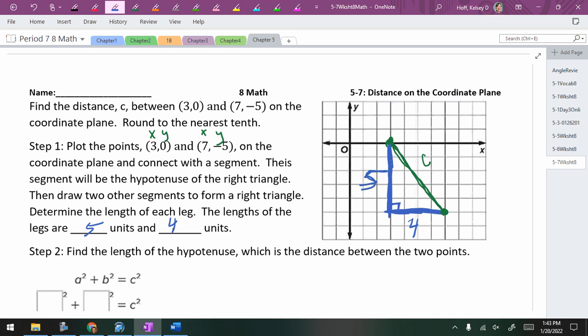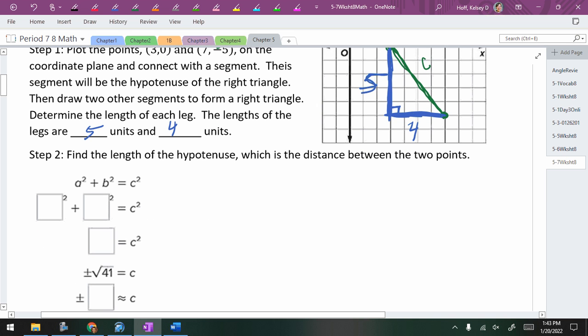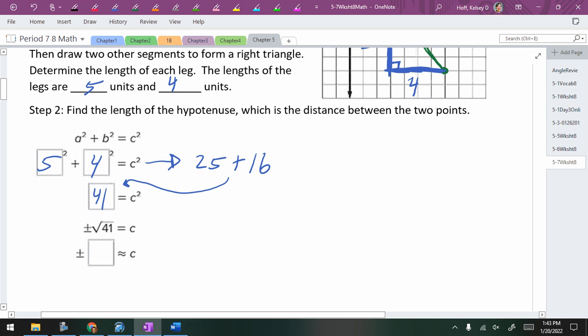So we're going to use a squared plus b squared equals c squared. What do you want to use for a? 5 squared plus 4 squared. Now, I think there should be another step in here. I don't like how they have this. 5 squared is 25. 4 squared is 16. When I add those together, I get 41. Then we take the square root of 41.